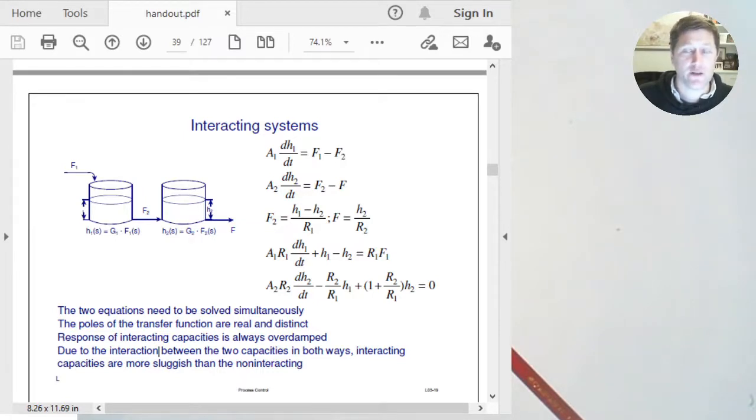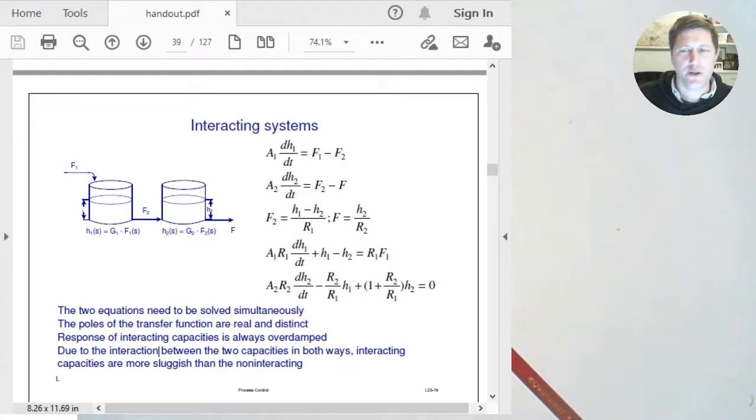And then we have an equation that defines the flow. We have the flow F2 is equal to a driving force, that's a change in height between H1 and H2, divided by some resistance, and the flow out of tank 2 is equal to the driving force H2, divided by the resistance R2. So we've got four equations there, and we can do some elimination. What we want to find out are H1 and H2, and our input to the process is F1.